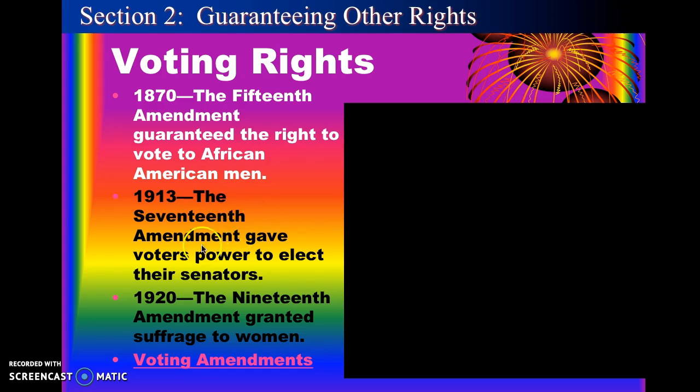Now, what happened was, before the 17th Amendment came to be, you had state senators. Every state will send two representatives from their state to serve in the Senate. But what was happening was, instead of the people electing who these senators were going to be, the state legislature was choosing who these senators were going to be.